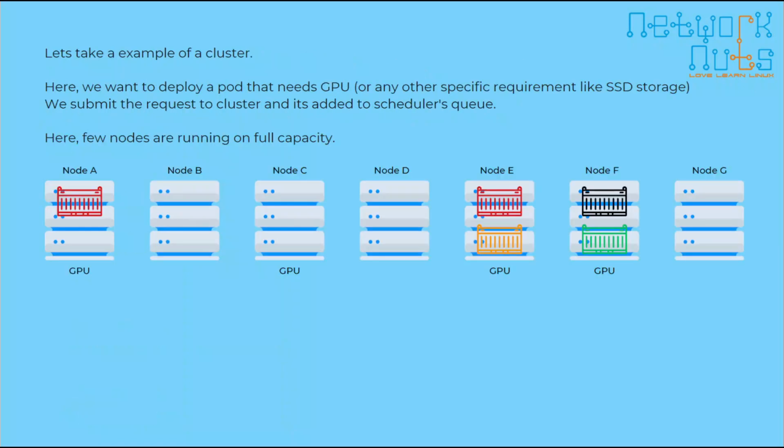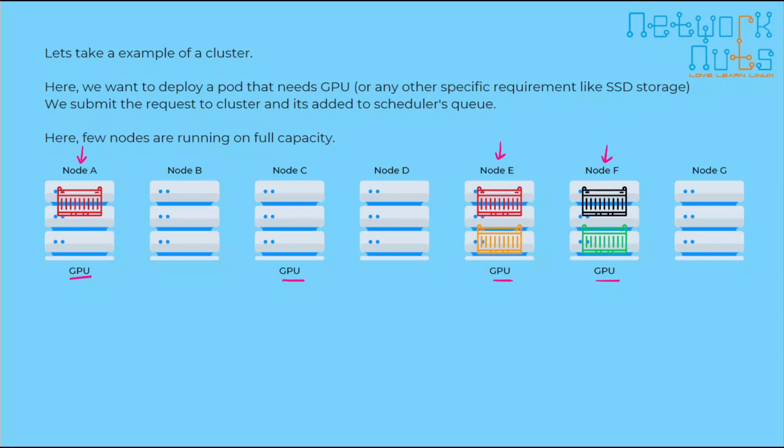So let's understand this, filtering and scoring. Let's take an example. I'll try to give you a simple example. Let's suppose this is my cluster here. Certain machines have got GPUs, right? Certain machines don't have GPUs, no problem. Now let's suppose we intend to deploy a pod which is asking for a GPU or any other requirement like SSD storage or a certain amount of memory, whatever. In my case, I'm talking about the GPU. Now, if you see here, a couple of nodes are already running at full capacity. Like node E is having GPU, but it is running at full capacity, right? Node A is running at 50% of the capacity.